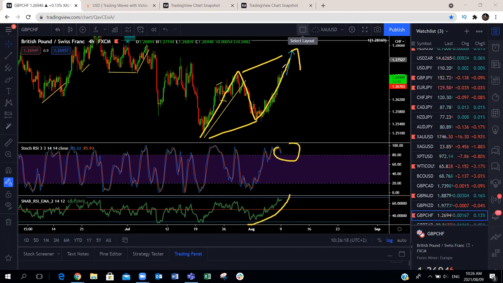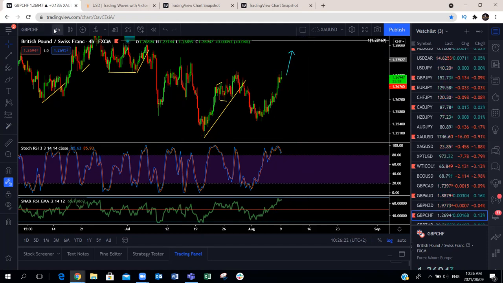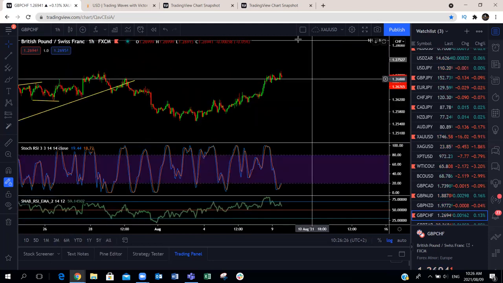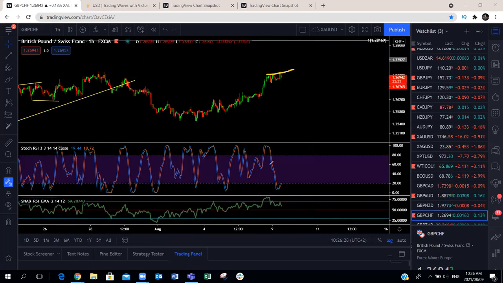So we want to see if there's going to be any divergence in the lower degrees. Let's check the lower degree, the 1 hour, if we've got divergence there. We've got some divergence on the 1 hour. This is a move to the upside. This is showing divergence here. So this can start pushing to the downside.